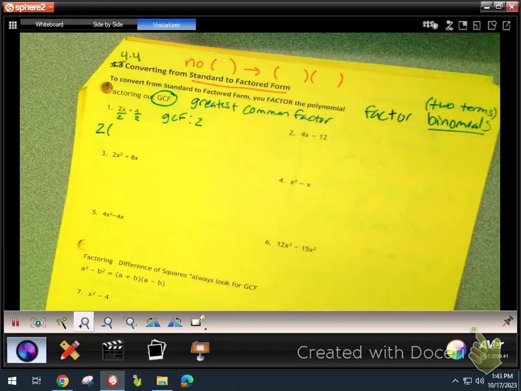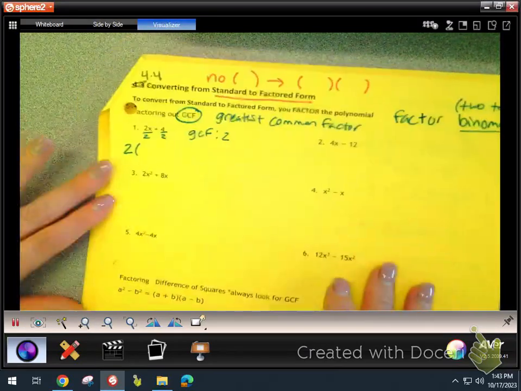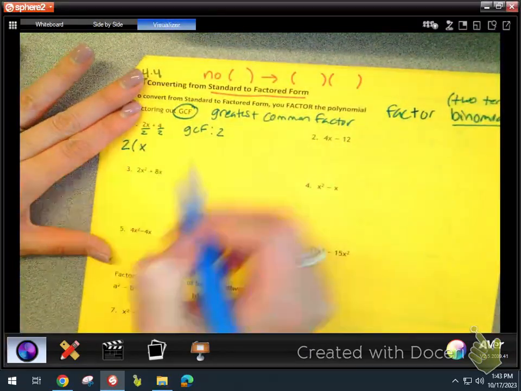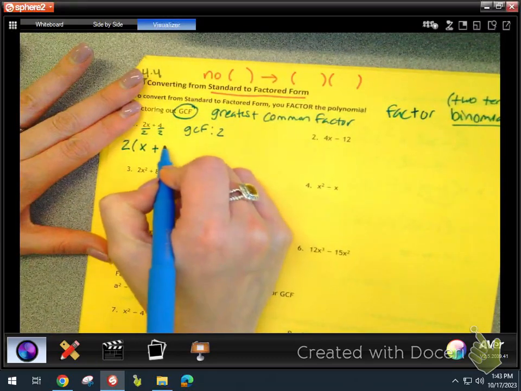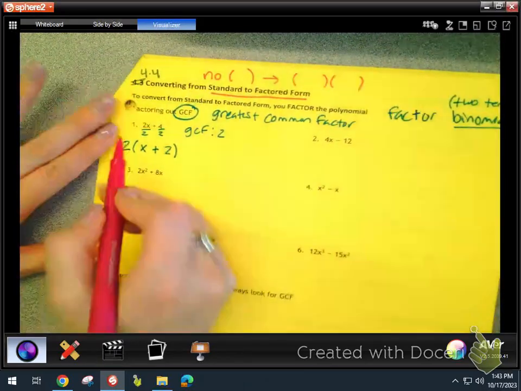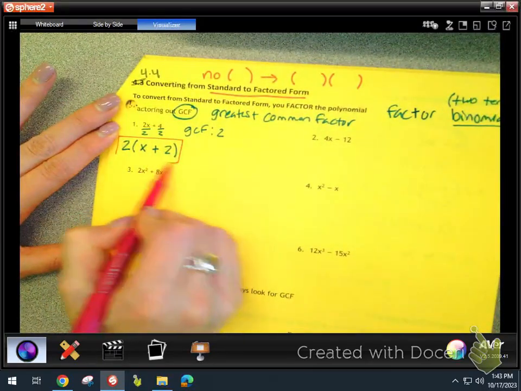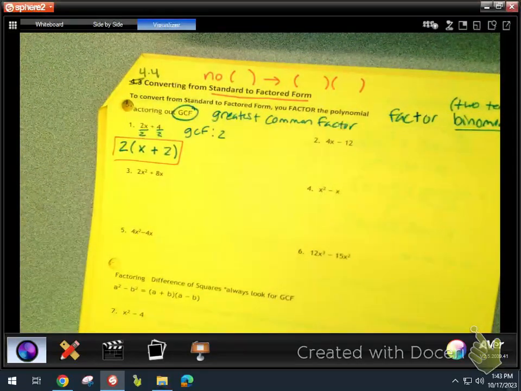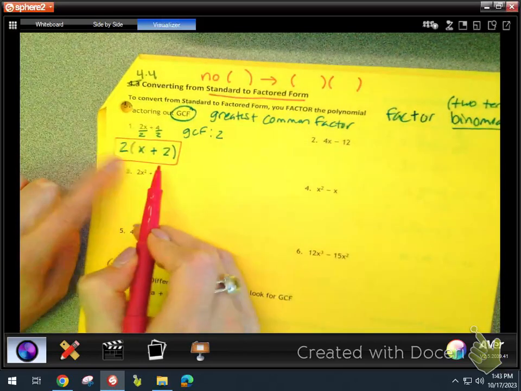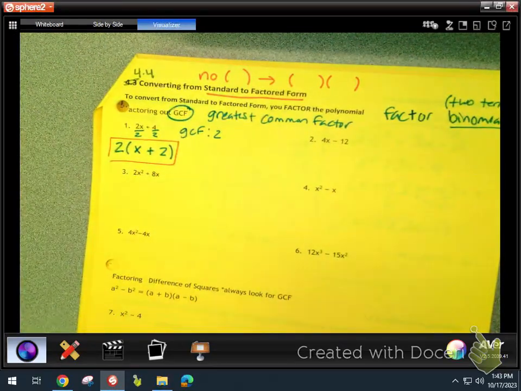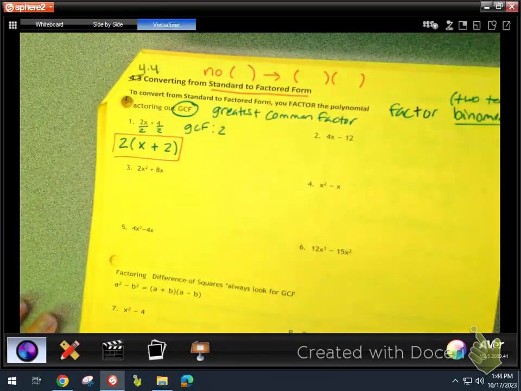So 2x divided by 2 leaves me with x. 4 divided by 2 leaves me with 2. And how do you check and make sure you did it right? Multiply it back in. That's where you should end up where you started. Okay, but this is our factored form, just taking out that GCF. And then we're done because I can't do anything else with x plus 2.